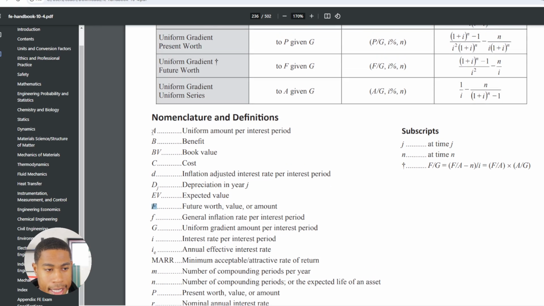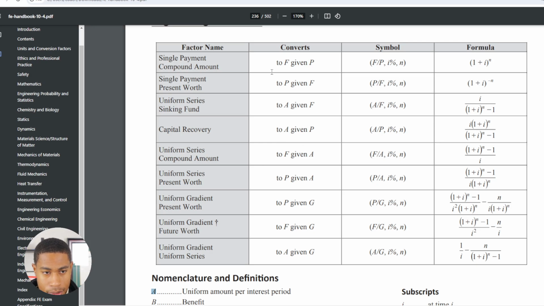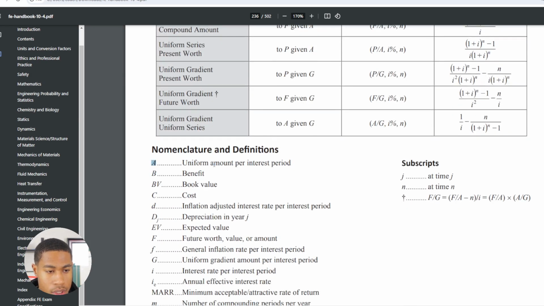What about A? Let's see A in this table as well. A is a uniform amount per interest period. I just read out the definition. You're probably wondering, what does that mean?